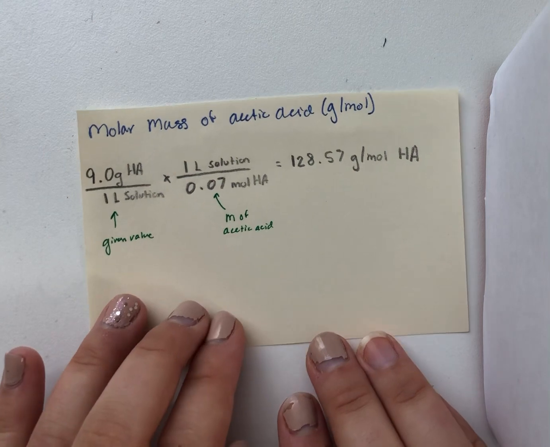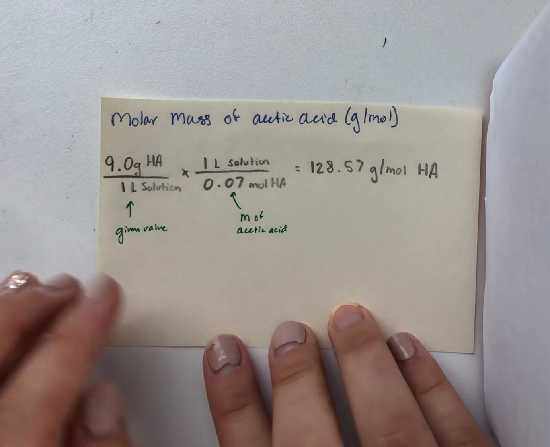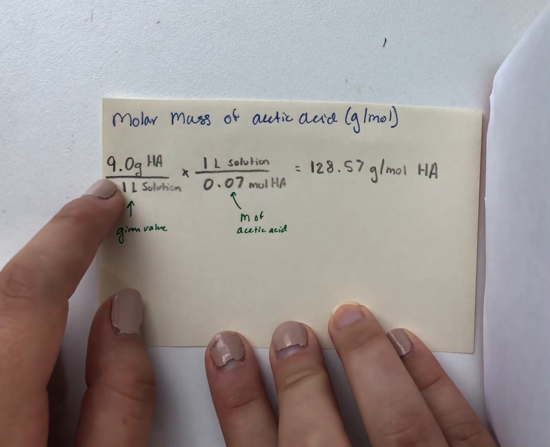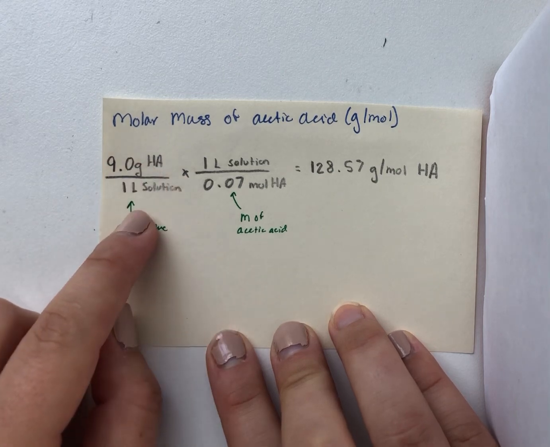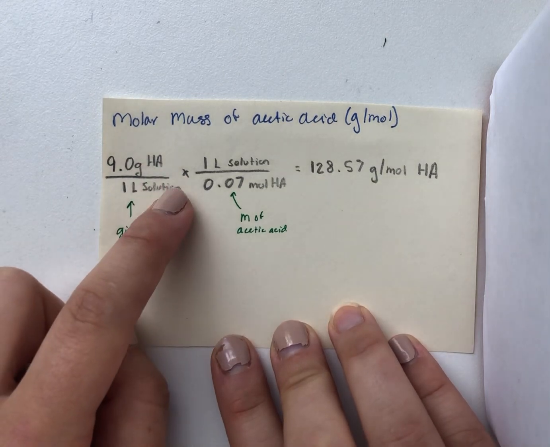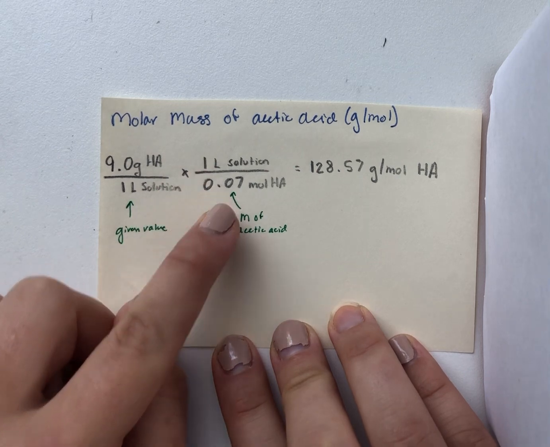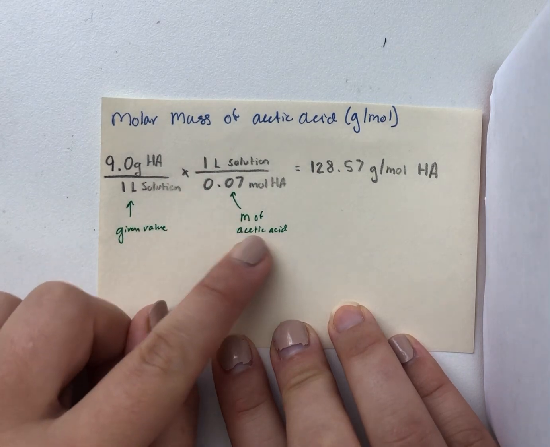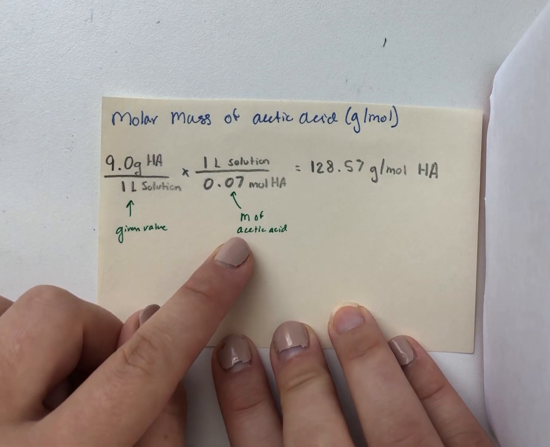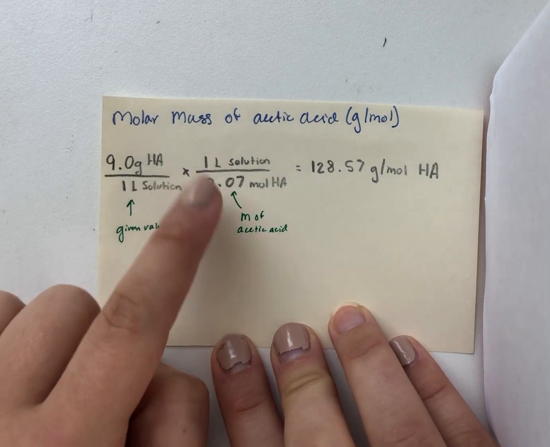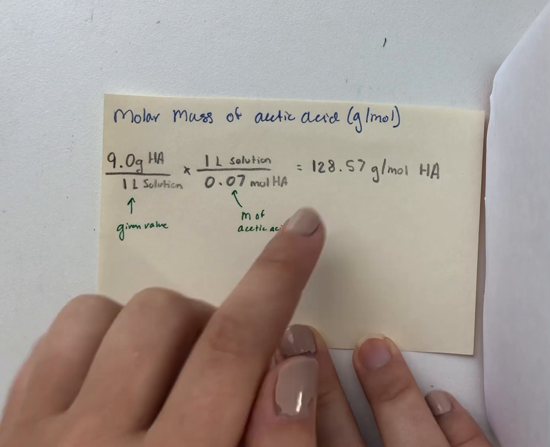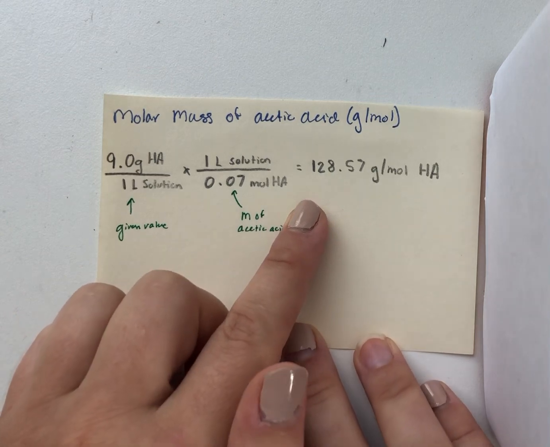Then we're going to find the molar mass of acetic acid in grams per mole. So again, this was a given value, 9 grams of acetic acid over 1 liter of solution. And we're going to multiply that by 1 liter of solution over 0.07 moles. Now we found this in our last calculation, and just to make note, you are able to flip these so the liters cancel out, and that will give us 128.57 grams per mole of acetic acid.